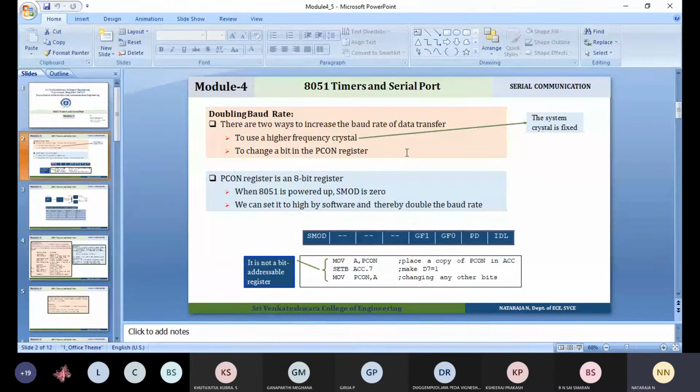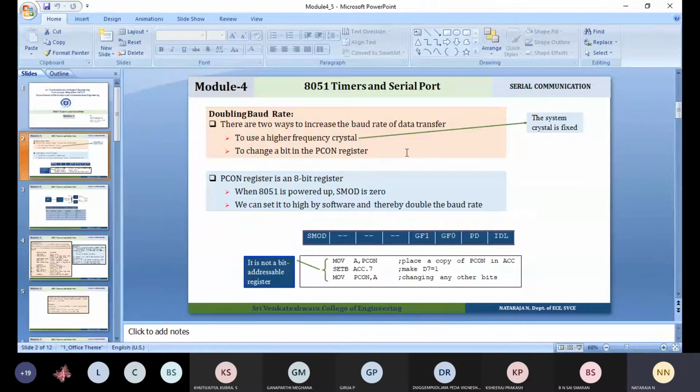If I need to increase the frequency, I cannot change the crystal. Why? Because that crystal frequency would not match the IBM PC that we use with the 8051. That is why it is not useful. We cannot do it by the hardware method. If you want to go for hardware only and change the crystal frequency, we would have to change the PC.